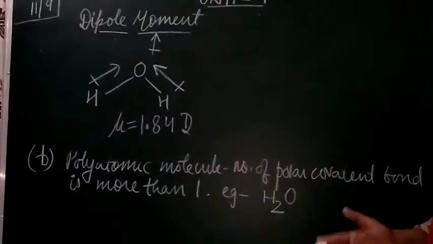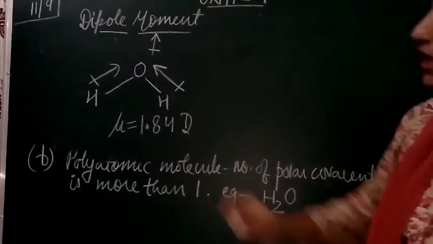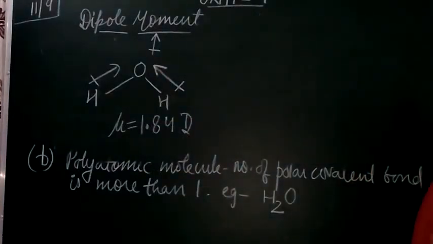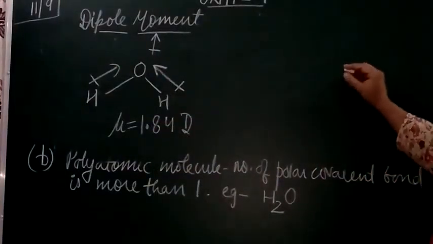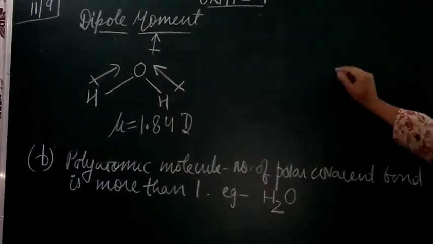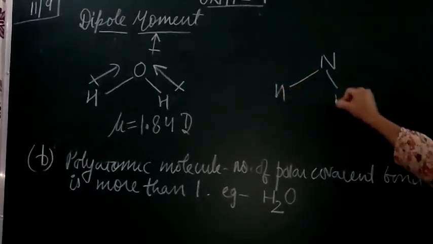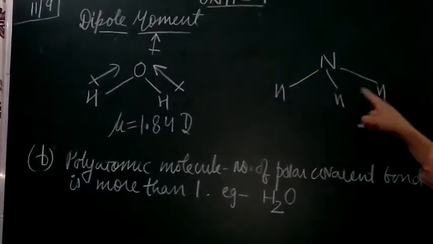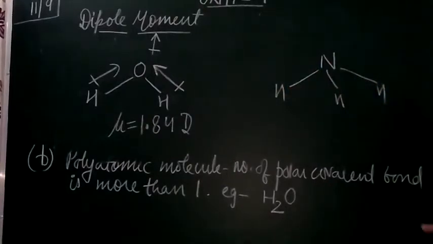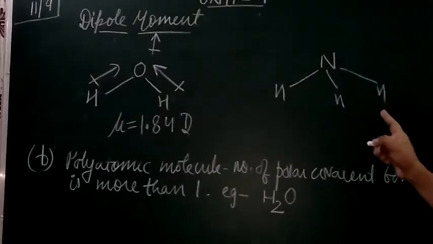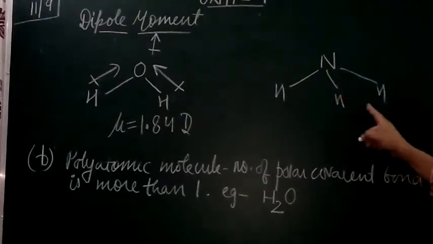Students, dipole moment is a vector quantity which has direction as well as magnitude. In the same way, we can draw the structure of the ammonia molecule. Here it is nitrogen, this is hydrogen, another hydrogen, and another hydrogen. Ammonia also has four electron pairs in total. Among these, three are bond pairs and one is a lone pair. So the expected shape was tetrahedral but it is distorted due to the presence of the lone pair, and it is pyramidal in shape.